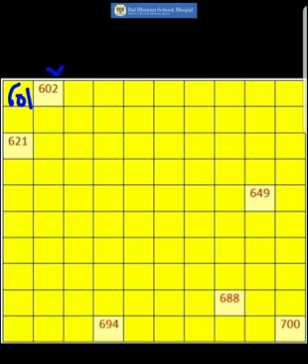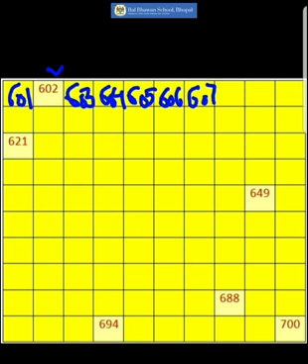Now what will come after 602? What comes after 2? Yes, 3. So the next number will be 603. Then what comes after 3? Yes, 4. So next number will be 604. Then next number will be 605. Then 606. Then 607. Then 608. What comes after 8? Yes, 9. So next number 609. And at last what comes after 9? Yes, 10. So last number is 610.